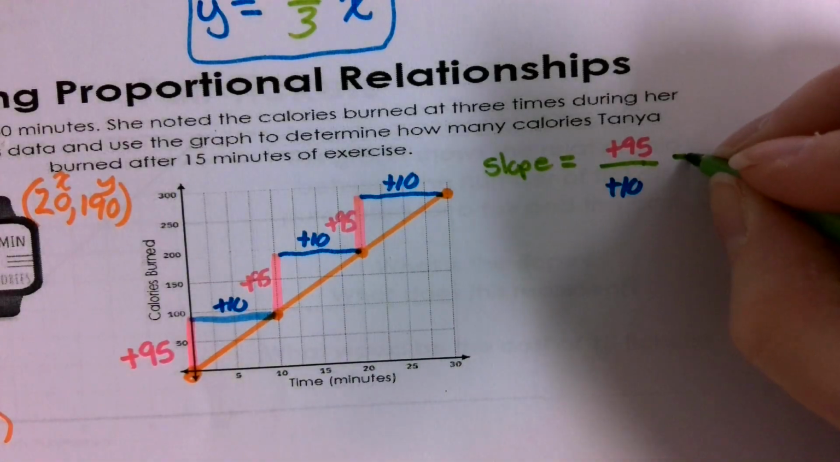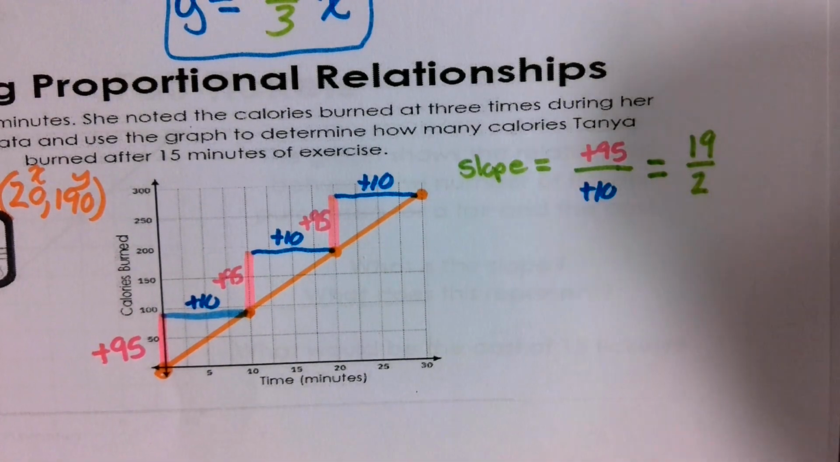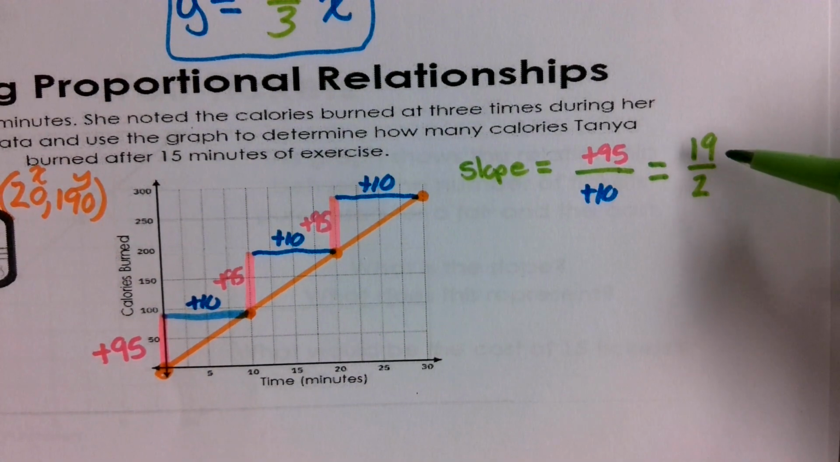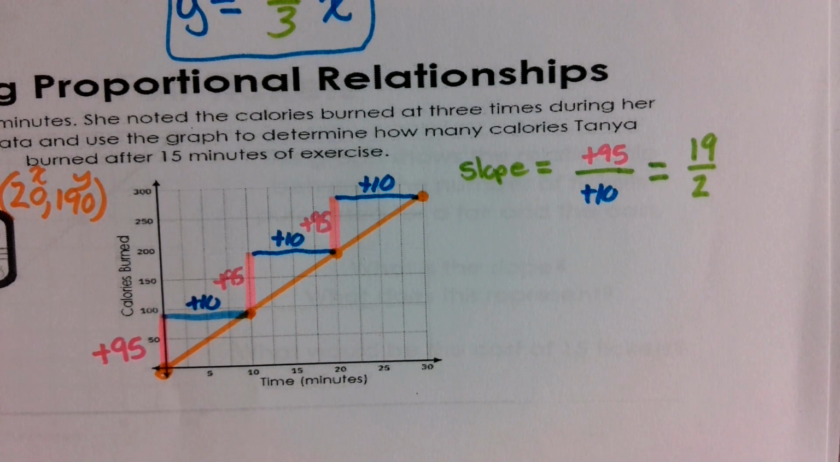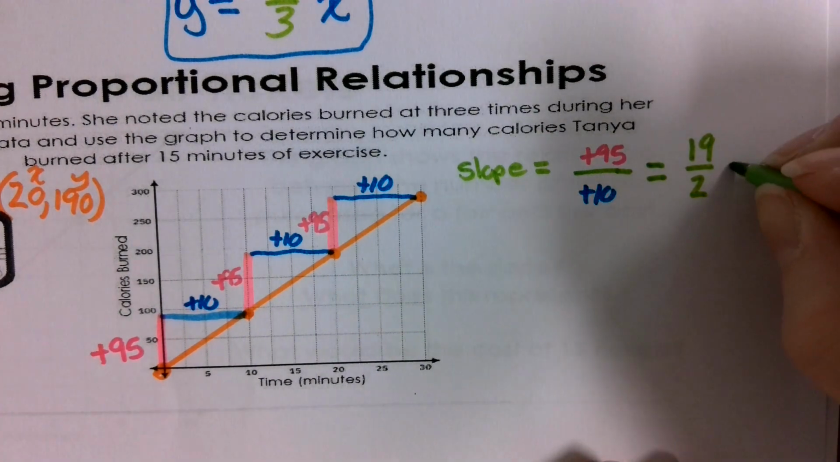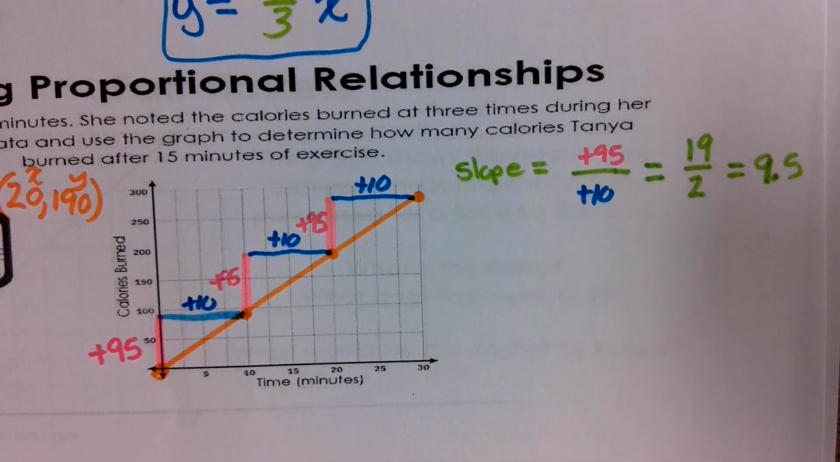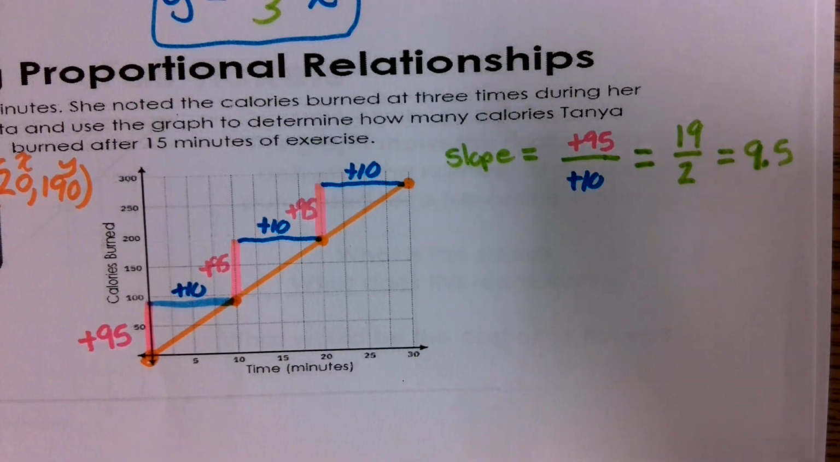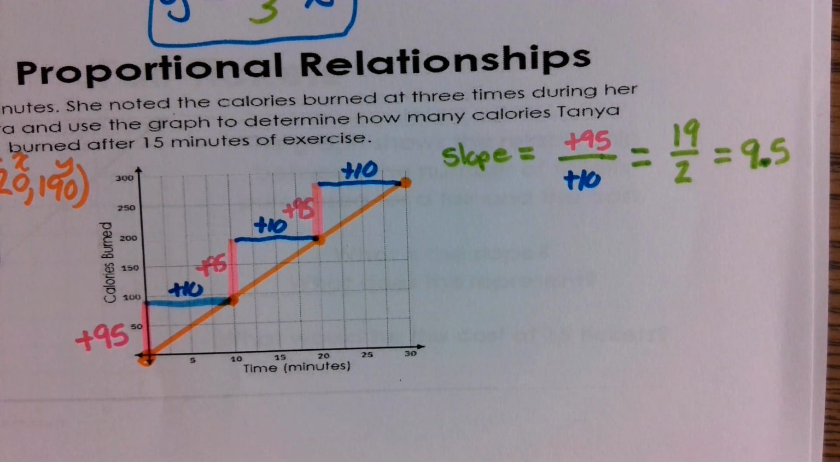Now, you can leave this in fraction form, which is 19 over 2. And what this would mean is that for every 19 calories, you worked out for 2 minutes. Or you can convert this into a decimal, 9.5. That's 9.5 calories per 1 minute. So either way would be fine. 19 calories for 2 minutes or 9.5 calories for 1 minute. It doesn't matter which one you decide to go with.